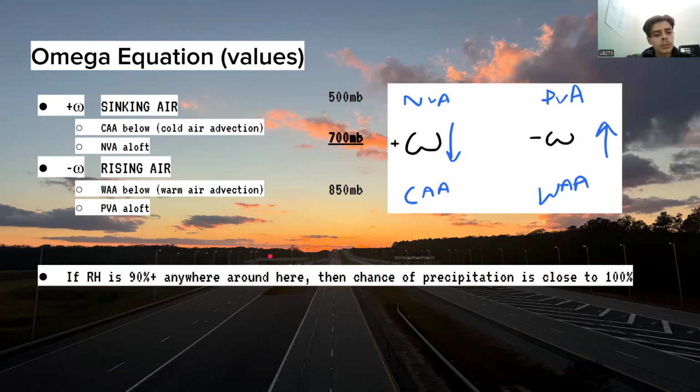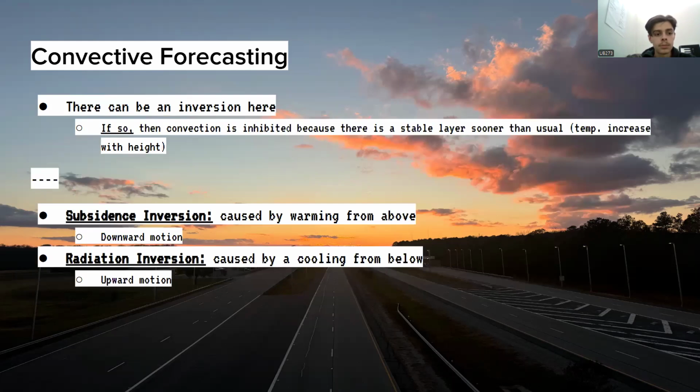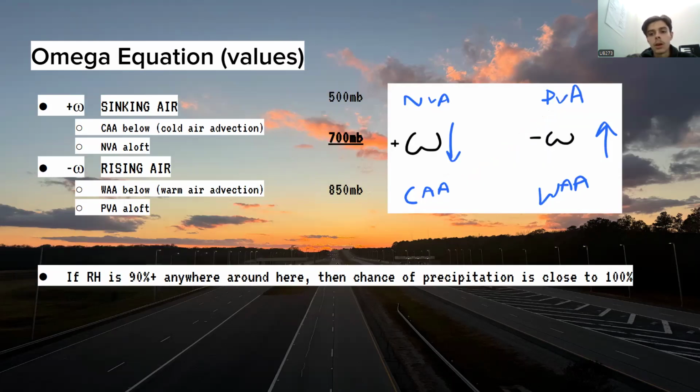Rising air: above, positive vorticity advection, below, warm air advection. It's important to note that if the relative humidity is 90% anywhere around here, then the chance of precipitation is close to 100%.